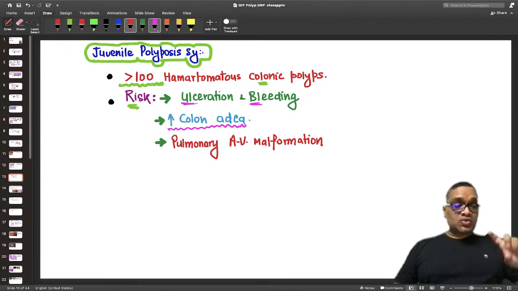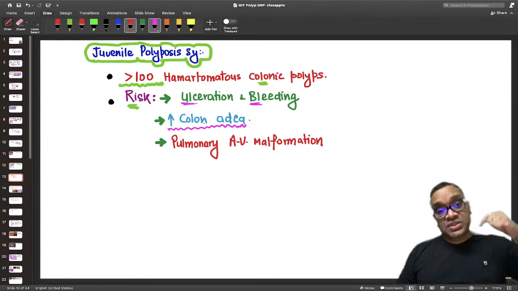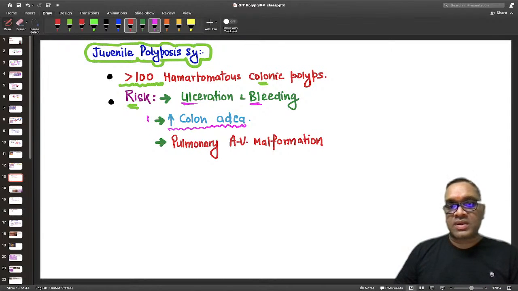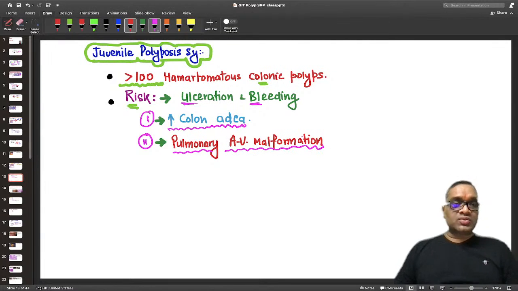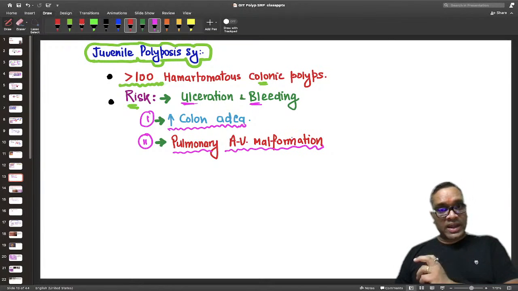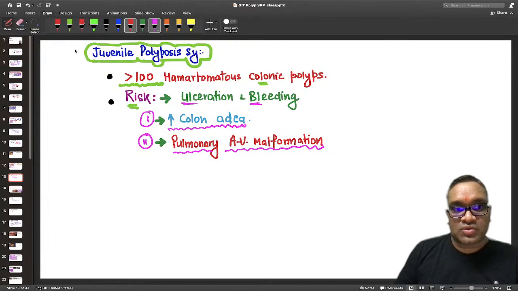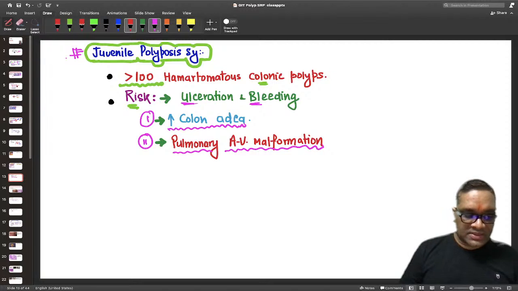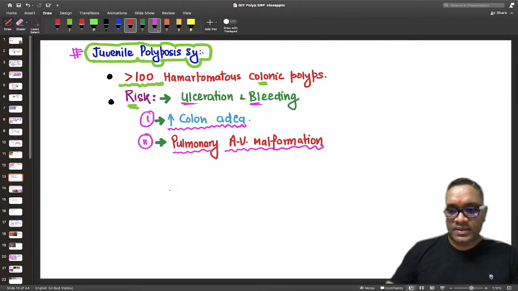adenocarcinoma also. So juvenile polyp, you remember, had no malignant potential, but in juvenile polyposis syndrome, there are two things you have to remember. One is colon cancer risk, and second is the extraintestinal finding, that is pulmonary arteriovenous malformation. So the examiner can ask you more than 100 hamartomatous lesions with pulmonary arteriovenous malformation and colon adenocarcinoma. So the diagnosis will be juvenile polyposis syndrome, right? So that is how you will understand juvenile polyposis syndrome, right?